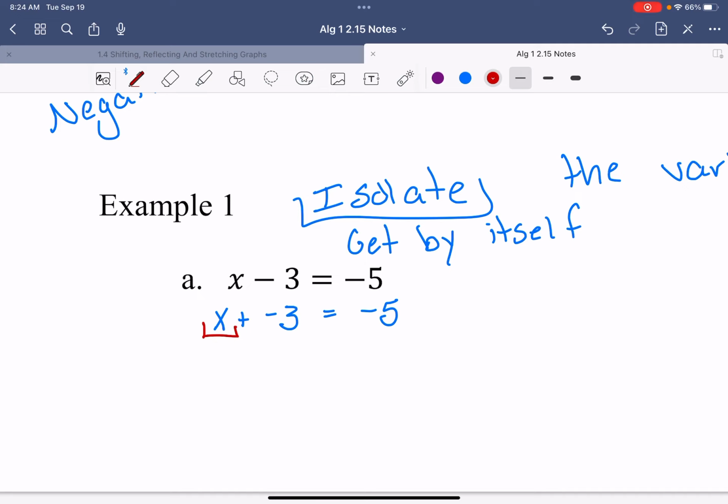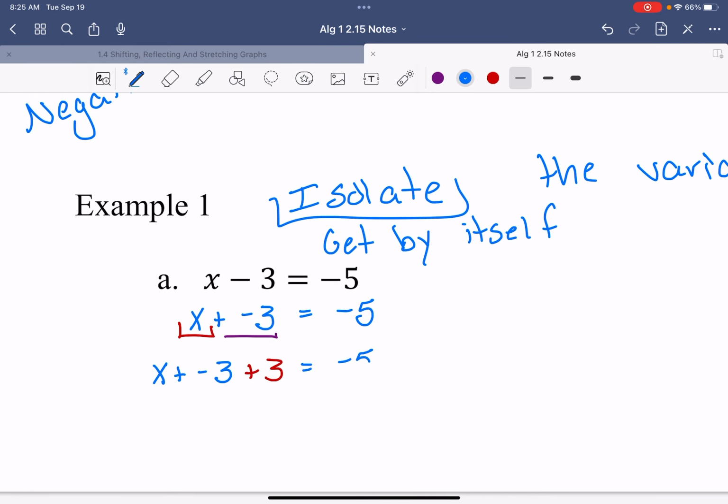So ask myself, what's happening to that variable? If I knew what that variable was, what would I do to it? Like if I knew x was 10, what would I do? Well, I'm adding a negative 3 to it. So I want to undo adding a negative 3. Okay, so what's the opposite of adding a negative 3? Well, the opposite of negative 3 is positive 3. So I'm going to add a positive 3 to both sides. So I'm going to write the same side as is, and I'm going to add a positive 3 equals negative 5. And then again, we're going to add a positive 3.